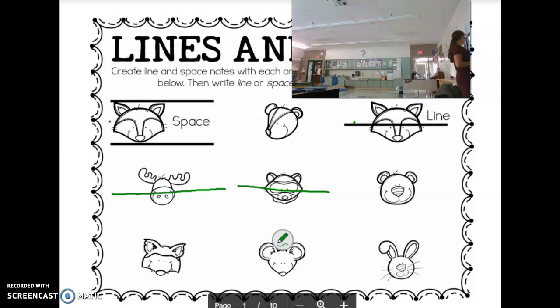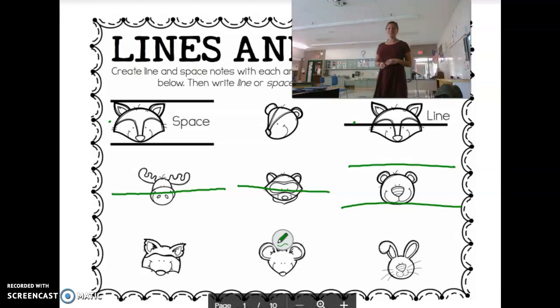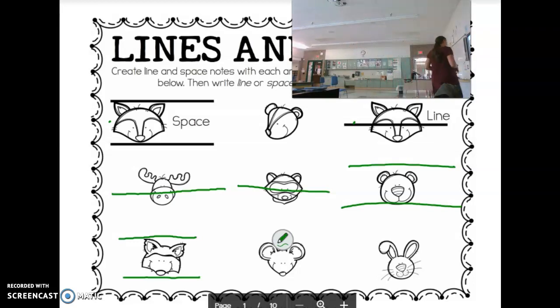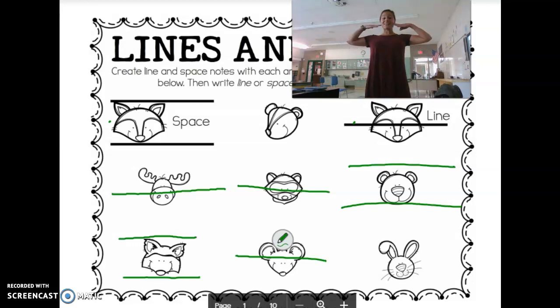Let's try our bear. What am I making our bear? I'm making our bear a space note. Great job. All right, let's look at our next one. What kind of animal is this? What is it? Line or space note? Space note. Let's try our mouse. What am I making our mouse? A line note. Great job.